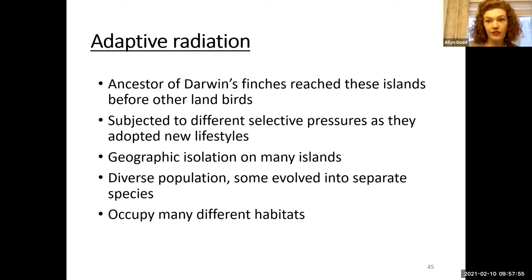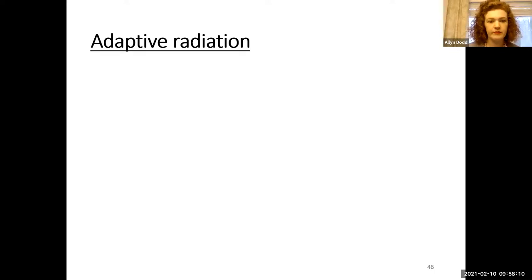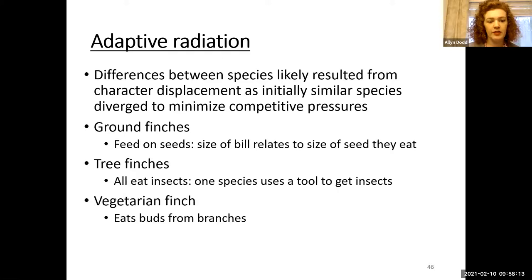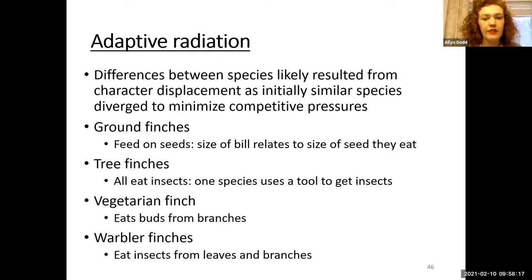Cool. And it's finches because Darwin's finches reached those islands before other land birds from the mainland, from Peru. Okay. So with Darwin's finches, just briefly, differences between those species we think were from character displacement, because, again, you're trying to minimize competition because that favors greater fitness in both species. So that's why you have all these different finches that are closely related but occupy different niches, because they have very clearly defined adaptations to exploit some different part of the environment than the other related species.